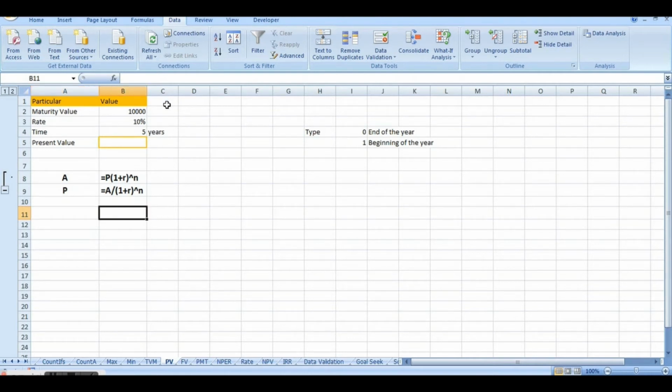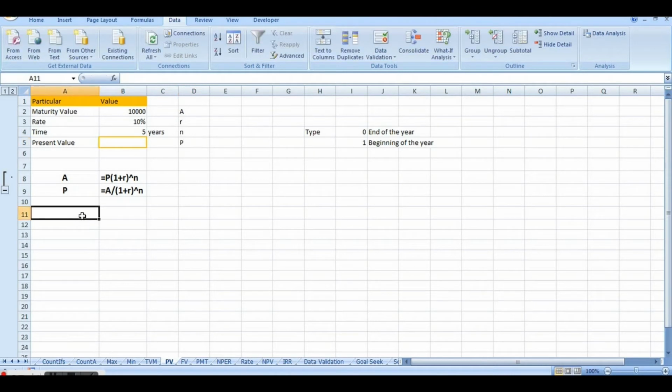we see that the maturity value is given. Now what is maturity value? It is the amount at the end of the period. Rate is given, we can denote rate by R, and time is given, that is number of periods. In the formula it is denoted by N. We want to find out P.